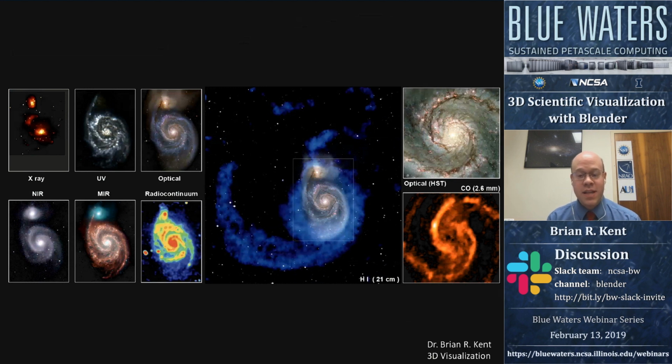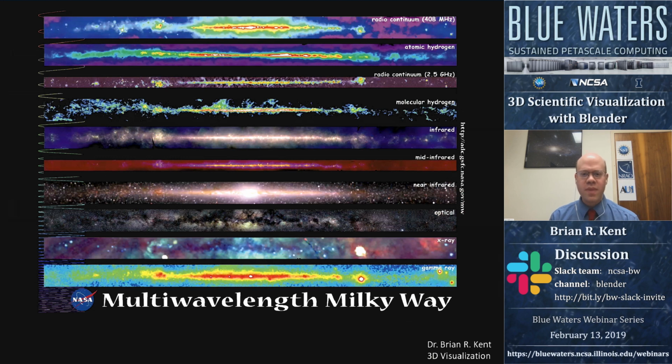And one of the neat things is that we can actually create a Doppler shifted data cube of that hydrogen and other chemical elements as well, and visualize it in 3D. And that's something that we'll look at towards the end of the seminar. Here's a view of the multi-wavelength Milky Way as produced by NASA, again showing what our own Milky Way galaxy looks like from the radio continuum at the low frequency of 408 megahertz. We'll come back to that near the end of the talk as well.